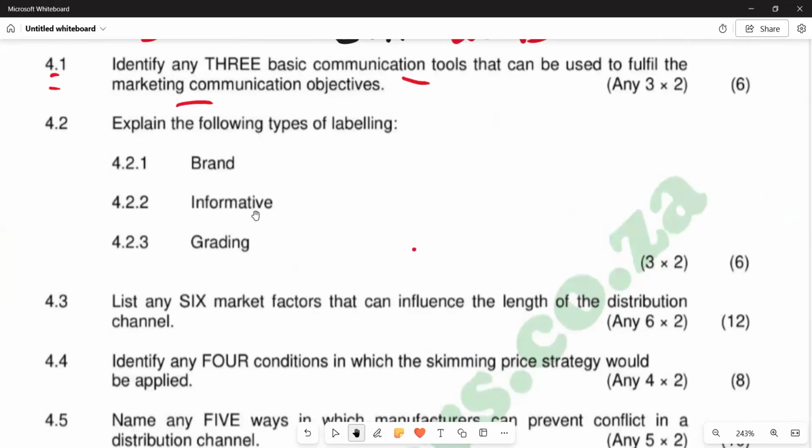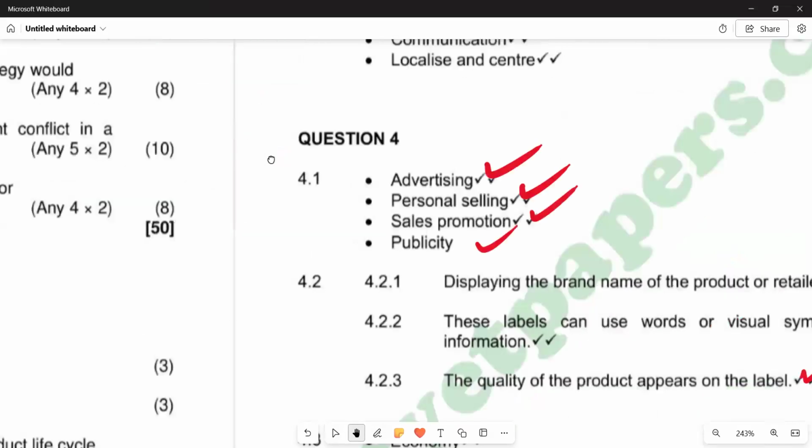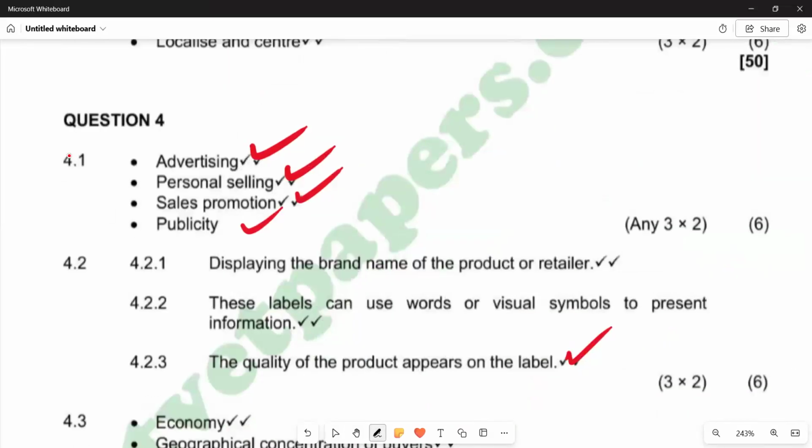It will explain the following types of labeling, whereby the first labeling that we have is brand labeling. So brand labeling, basically, it is a part of a product labeling that displays the brand's name and logo to establish brand recognition, and also it can be to establish loyalty or a distinctive identity for the product in the marketplace. So that is brand labeling. In terms of the brief description of brand labeling, according to our memo, it reads: displaying the brand name of the product or retailer.